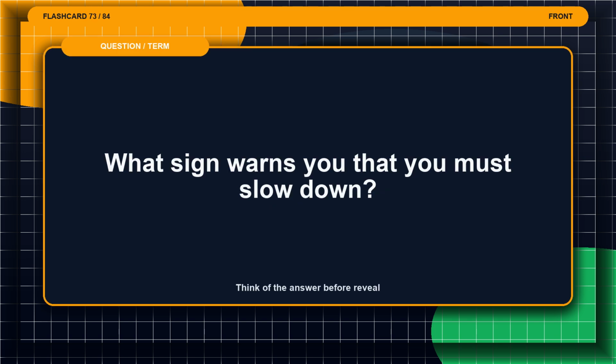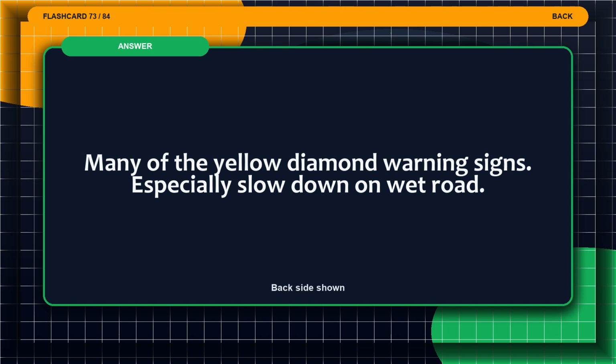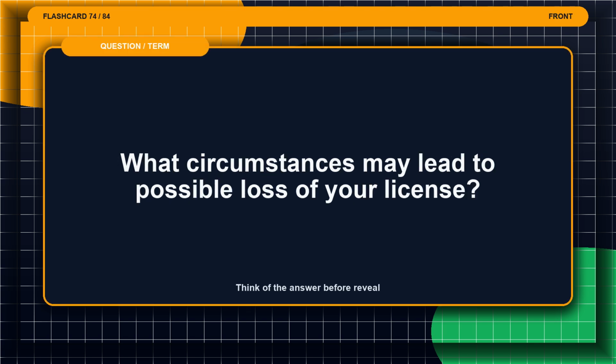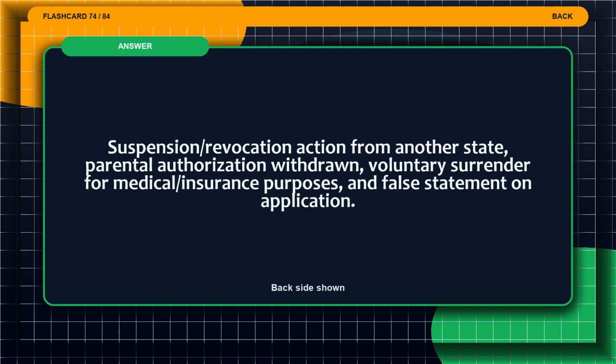Flashcard 73. What sign warns you that you must slow down? Think of the answer before the reveal. The answer is many of the yellow diamond warning signs, especially slow down on wet road. Flashcard 74. What circumstances may lead to possible loss of your license? Think of the answer before the reveal. The answer is suspension/revocation action from another state, parental authorization withdrawn, voluntary surrender for medical/insurance purposes, and false statement on application.